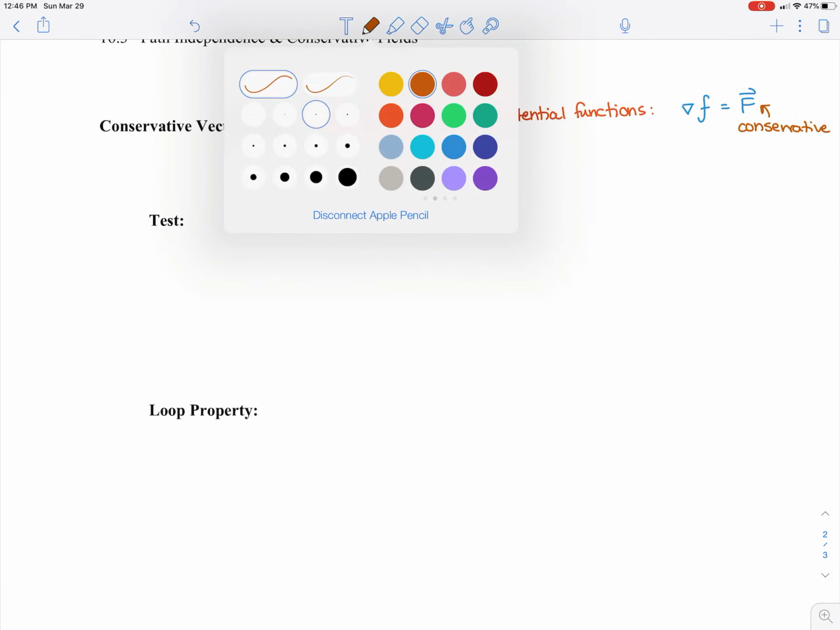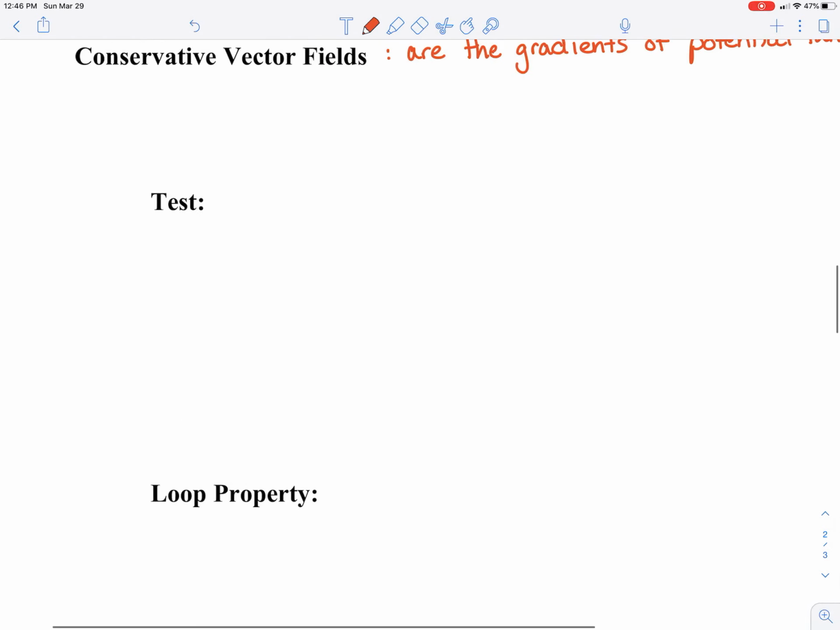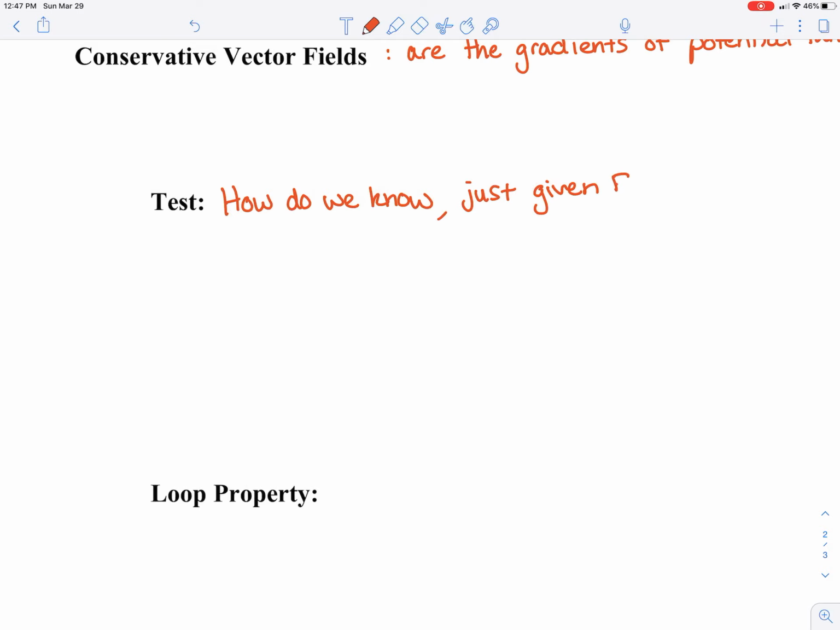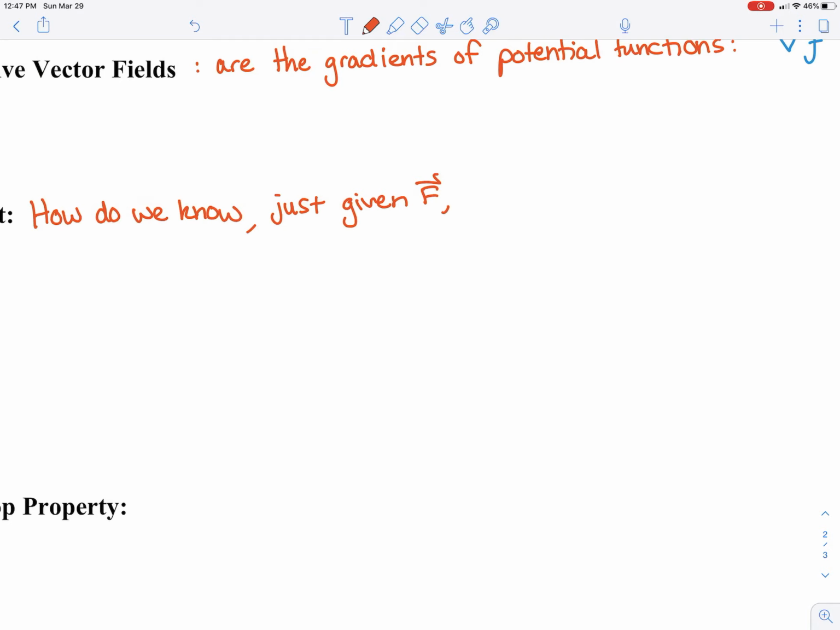So how do we know? This is the next question we have to answer. Let me pick a color to go with. So the test. How the heck do we know whether our vector field is conservative or not? How do we know, just given f, if it is conservative?